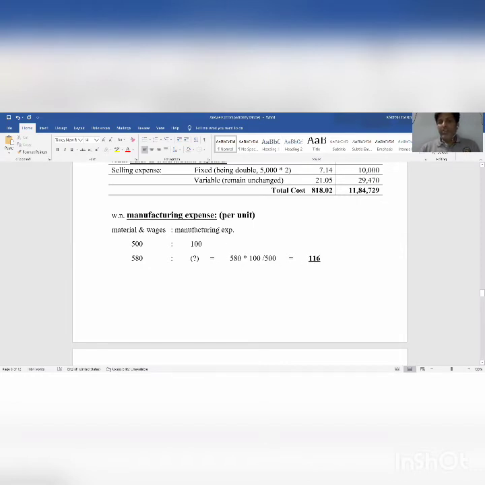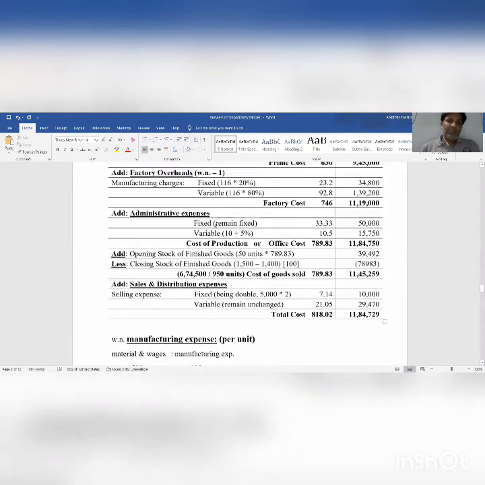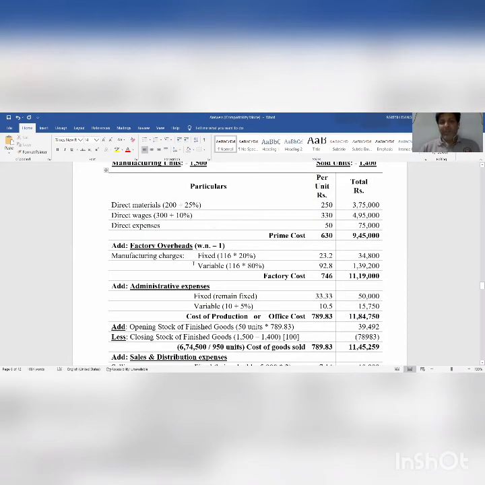It is the manufacturing expense for estimation in 2017. But out of 160, as per previous data, 20% is fixed and the remaining 80% variable. In the same way, that allocation is also applied in this year. Fixed: 116 multiplied by 20%, it means rupees 23.2 per unit. In the same way, variable: 116 multiplied by 80%, it will be 92.8 per unit.